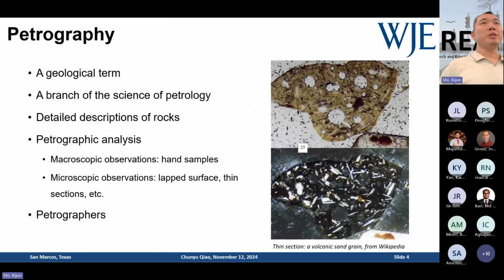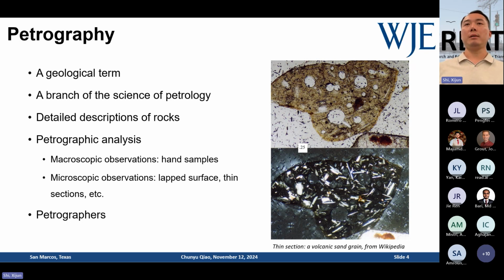So what is petrography? This is not really a new term by any means. The construction industry borrows this idea or method from geology. Petrography in geology is a branch of the science of petrology. What is petrology? Just like geology, we look at rocks, we look at minerals.